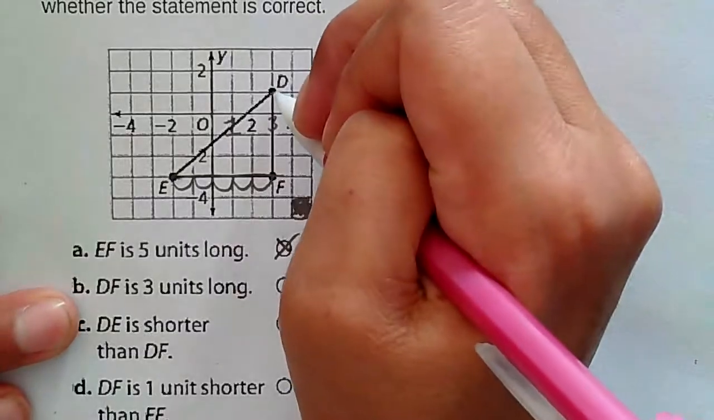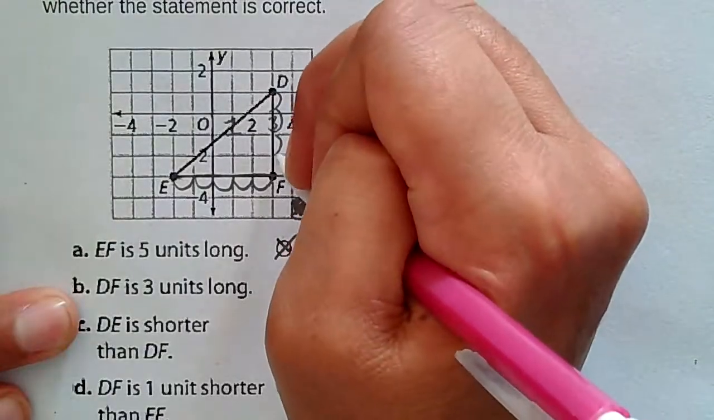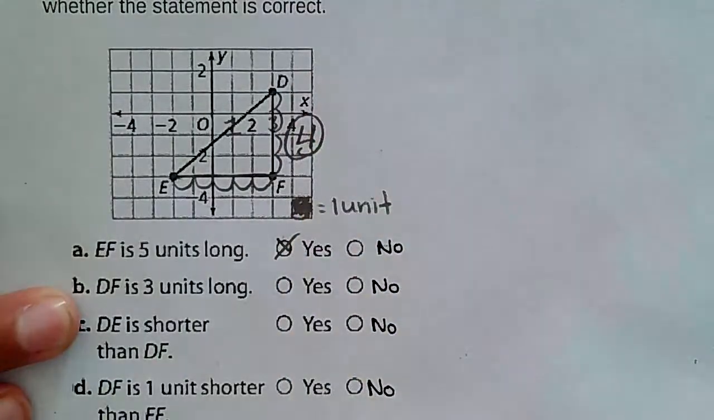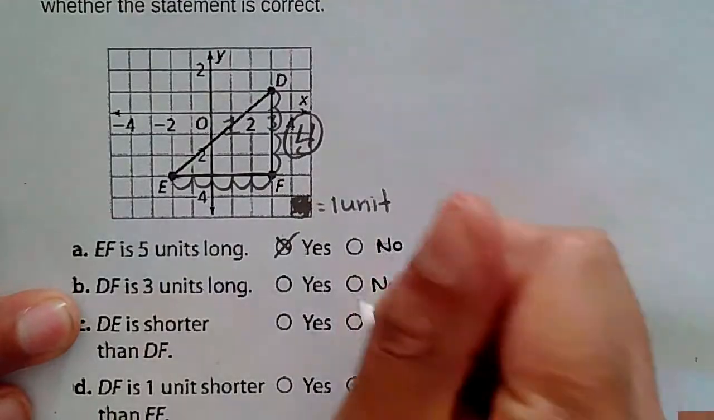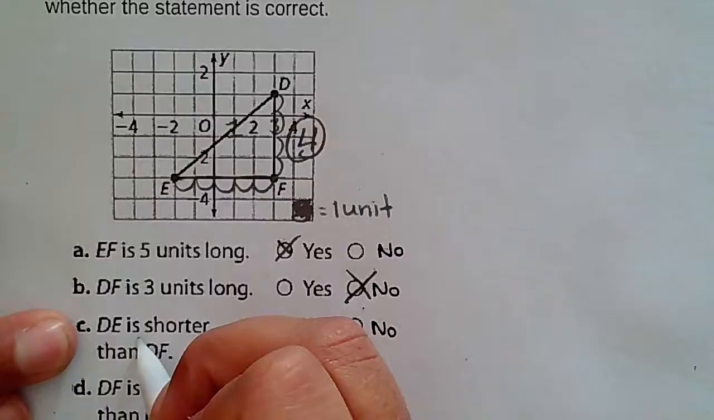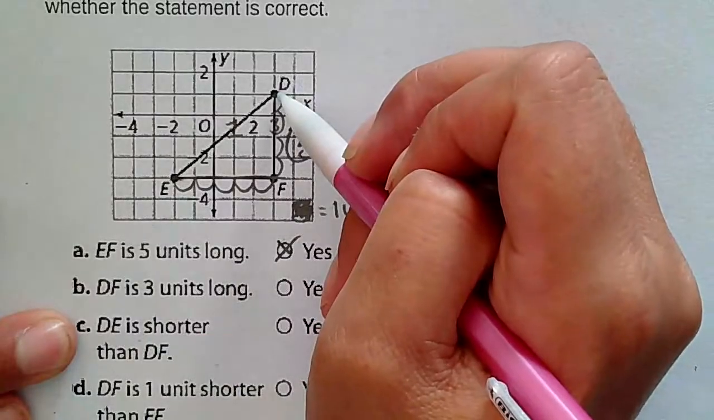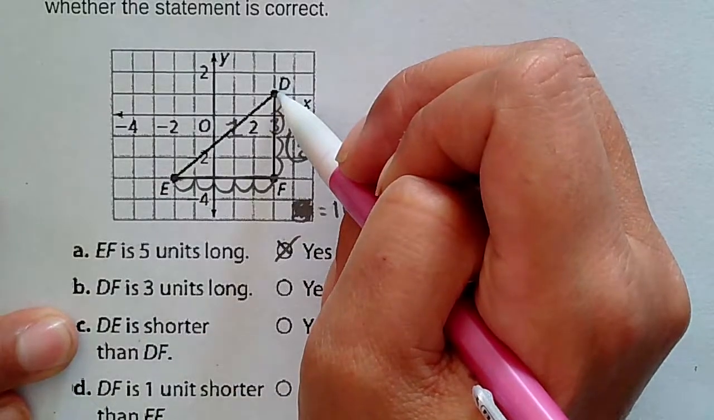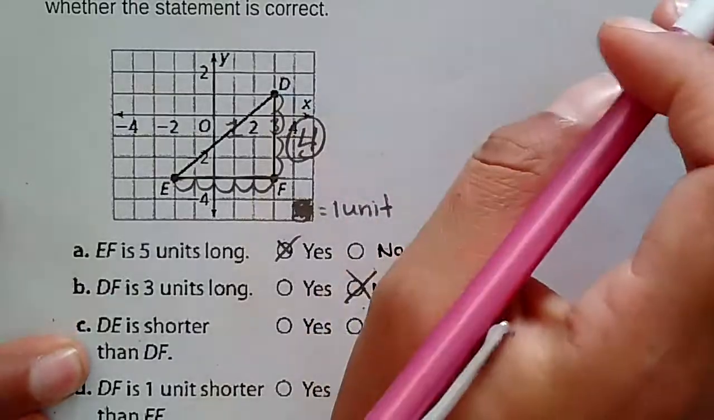How about DF? Where's DF? Here's DF. 1, 2, 3, 4. DF is 3 units long. That's not true. It's 4 units. DE, here's DE, is shorter than DF.